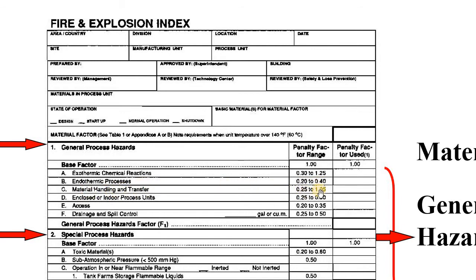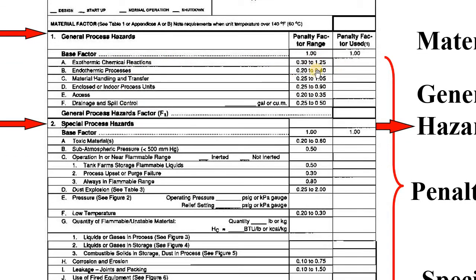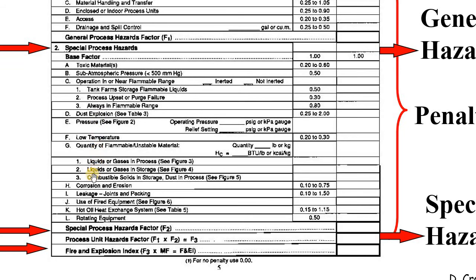Material handling and transfer, you're going to have less. If you don't have good material handling, you're going to put 1. And you see that you can add penalties here, depending on what you have. So this is the range, and these are the factors used here. A special process hazard, so if it is toxic, you're going to add some penalties, and of course, depending on which pressure range, what flammable region, what the operating pressure is, and if you have a relief setting for that. And of course, if you have, for example, corrosion or erosion, some leakages, whether you have fire equipment or not, and so on. And then you're going to add some special factors which you feel you must add if it is very dangerous.